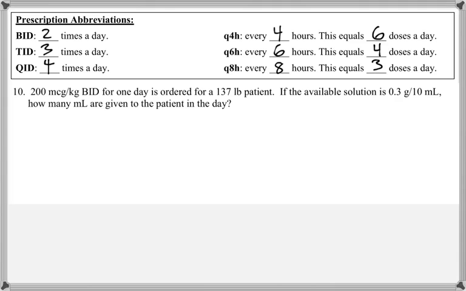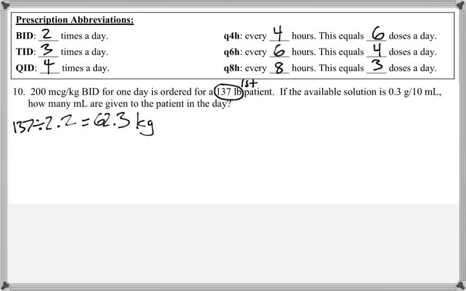So I want to start with the weight. So we're always starting with the weight. So 137 divided by 2.2. And rounding that to the nearest tenth, we get 62.3 kilograms.